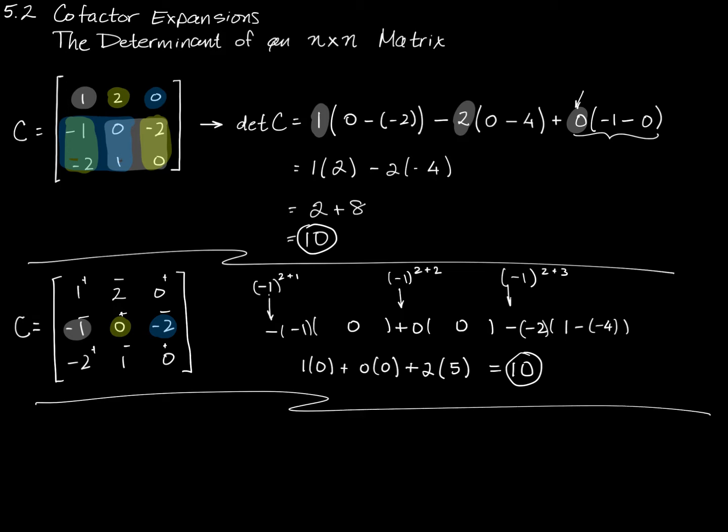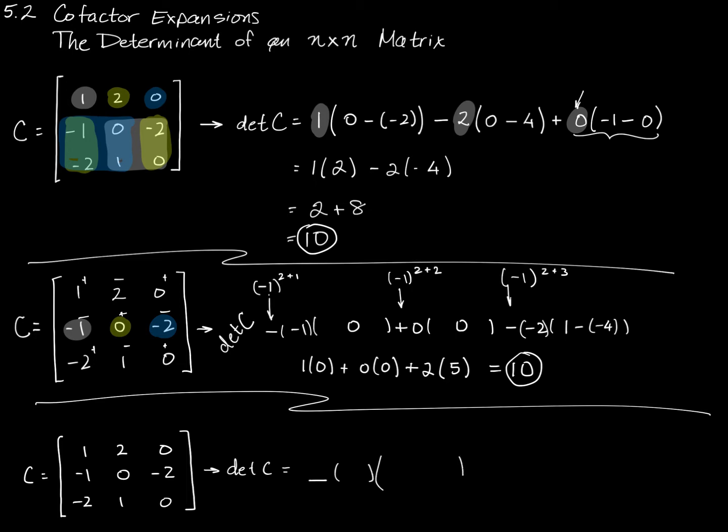What is perhaps even more interesting is that you're not restricted to using rows for your coefficients. Let's do this one more time. I didn't write in here that what I was doing was finding the determinant of C, and I'm going to do that again here. The determinant of C is equal to a sign, a coefficient, and a determinant, a sign, a coefficient, and a determinant, and a sign, a coefficient, and a determinant. But this time, I'm going to use column 3.